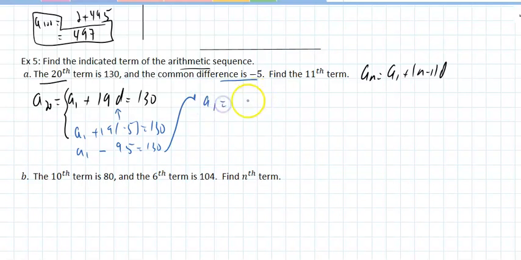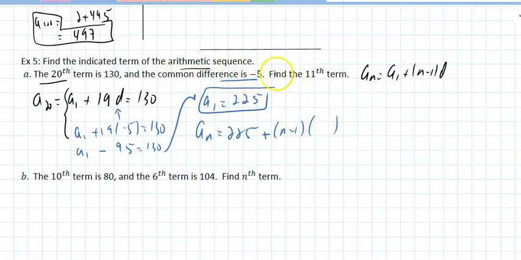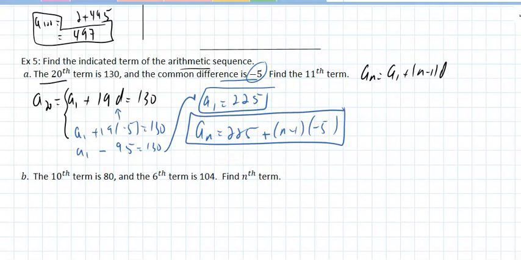So a sub 1 equals 130 plus 95. What is that? 225. So the general term is 225 plus n minus 1, and they told me the common difference is negative 5. I need the general term to find any term, or to do pretty much anything with an arithmetic sequence. They either ask for a specific term, or they give me a term, I replace a sub n by it and tell them where it is on the list.